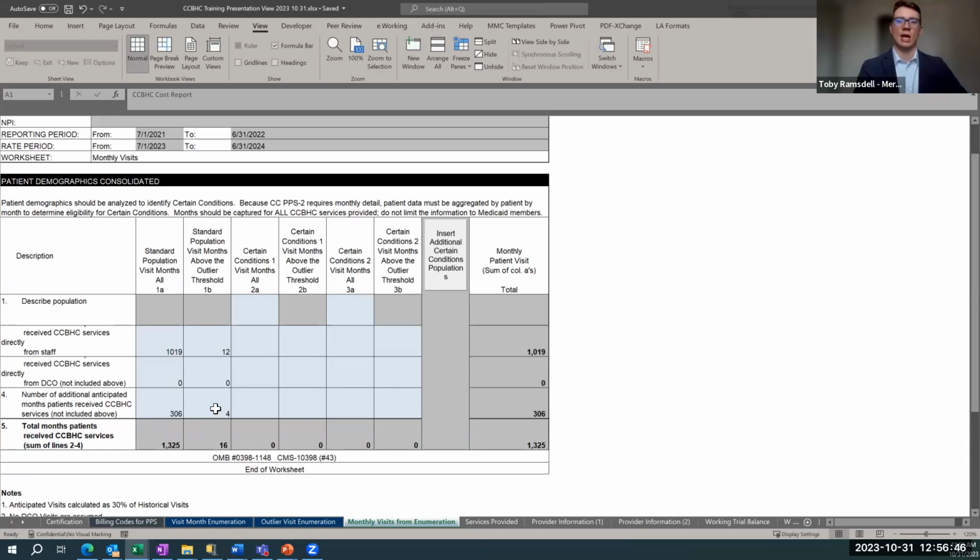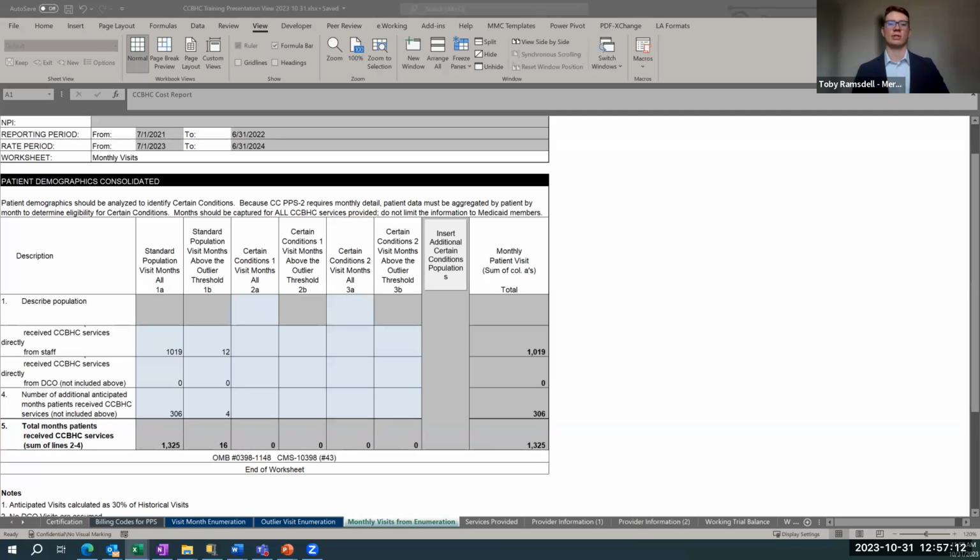Again, in an actual cost report, I would make sure that I can provide actual hard numbers and a reasonable basis for needing that additional staff as supporting documentation as well. But this just shows you how the visits sum to the total patient months. So that total amount is 1,325 based on this example.